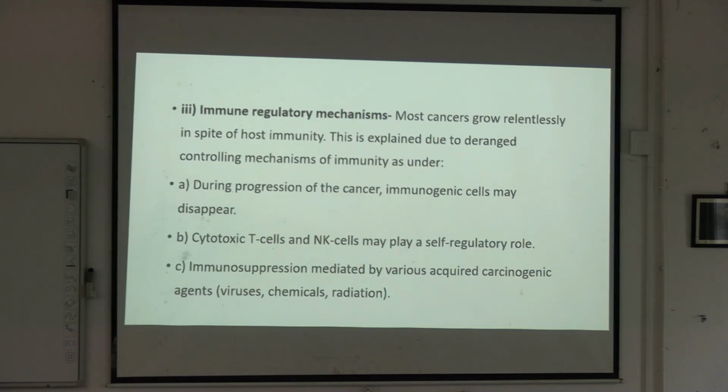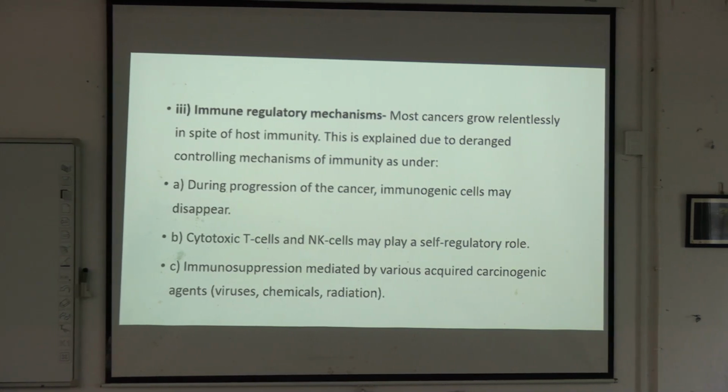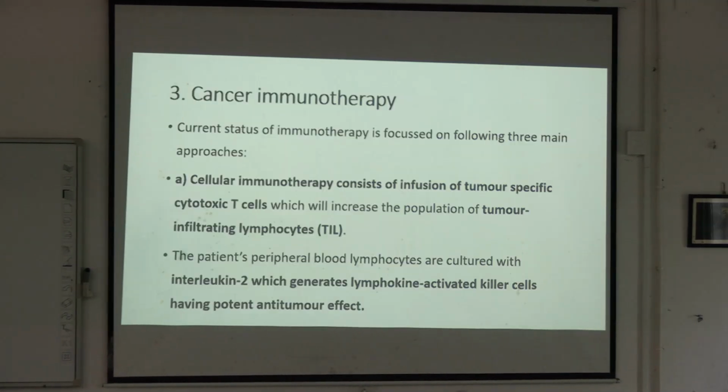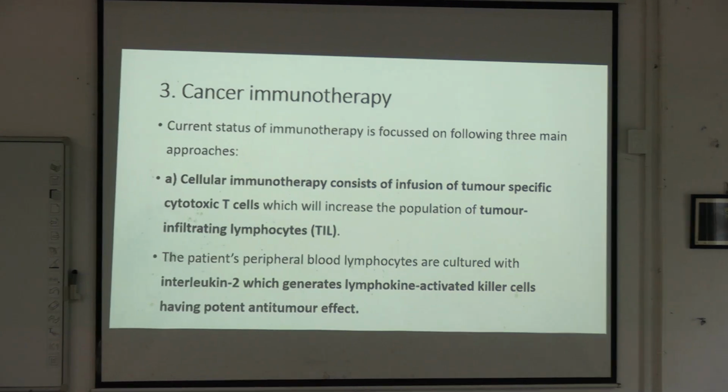Then immune regulatory mechanism. Most tumors grow relentlessly in spite of host immunity. This is explained by direct controlling mechanisms of immunity, or as under: during progression of the cancer, immune cells may disappear, cytotoxic T cells and NK cells may play a self-regulatory role, and immunosuppression may be caused by various acquired carcinogenic agents. Now the cancer immunotherapy.